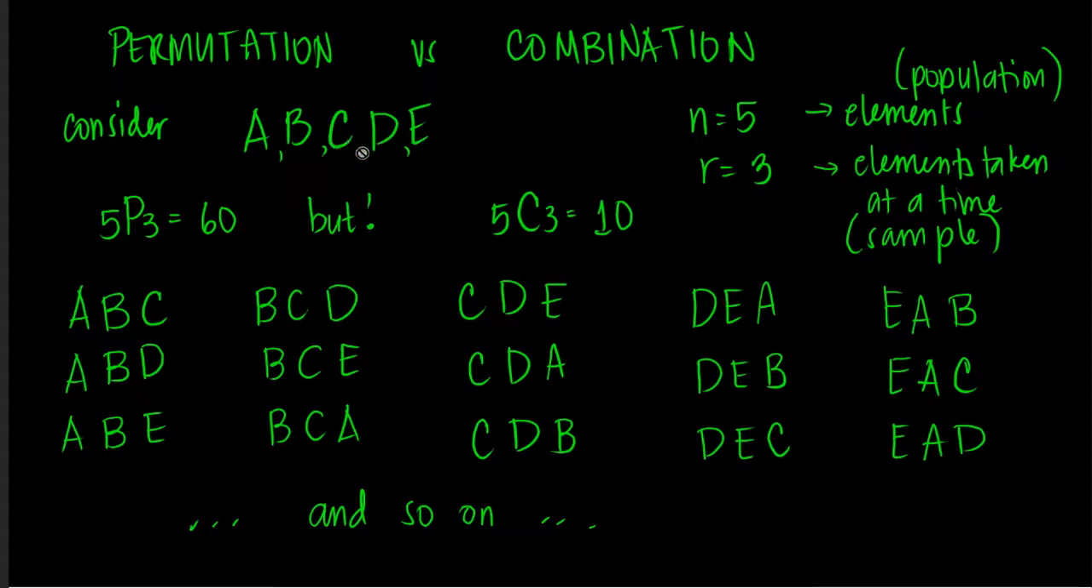Then C, D, A. C, D, B. We continue like that. So, I can list them all in here. But it takes quite a long time, no? But, all in all, guys, by listing down all the possible rearrangements of 3 letters out of A, B, C, D, and E, I can list 60. Okay. And that is called your permutation.